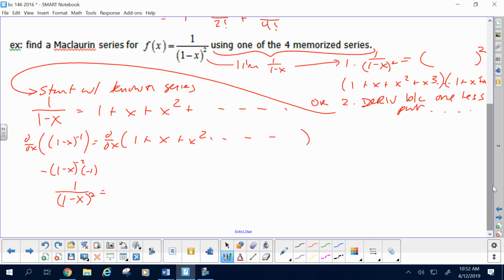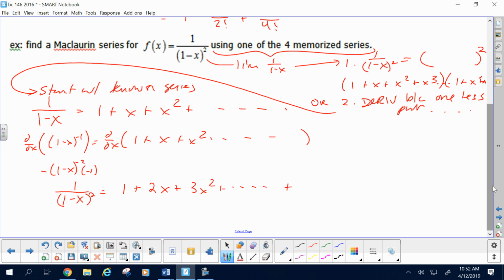To finish up then, I just need to find the derivative of the right-hand side. What's the derivative of the right-hand side? 0 plus 1 plus 2x. What would the next one be? 3x squared, and so on.